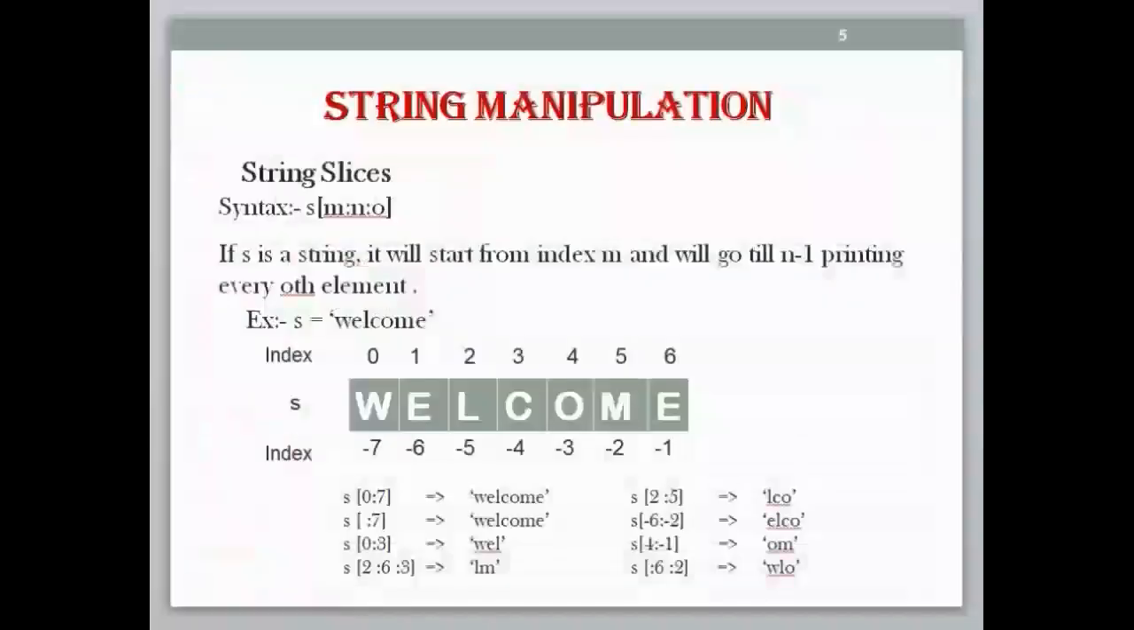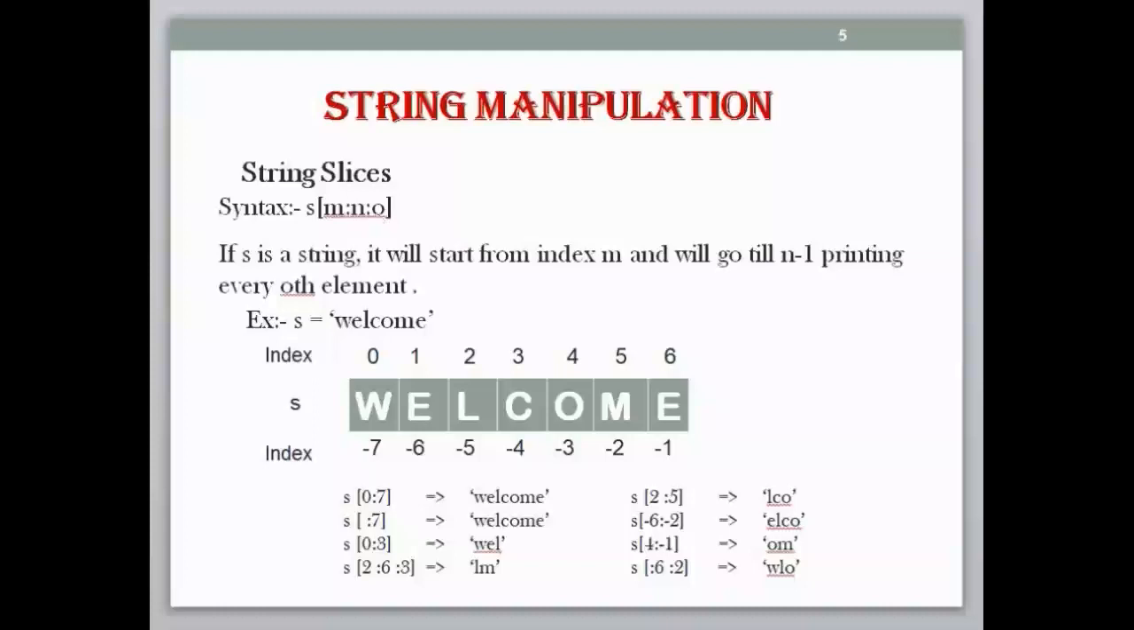String slices. So what is the syntax? The syntax is S, colon, N, colon, O. If S is the string, then it will start from index M, go till N minus 1, and will print every O-th element. So this is the starting, this is the ending, and this is the step of updation, you can say.